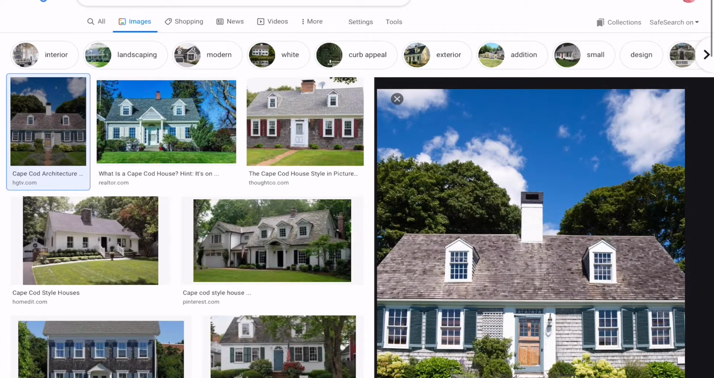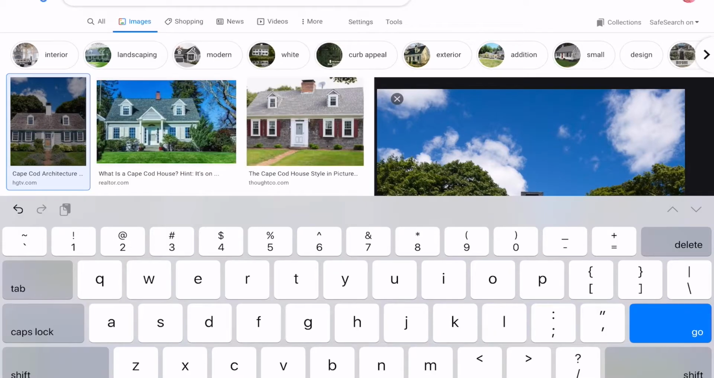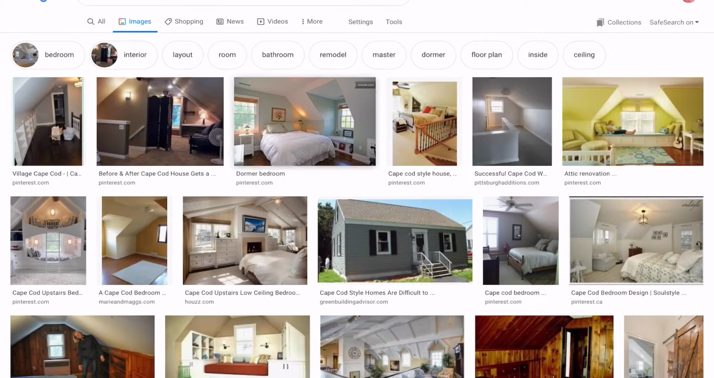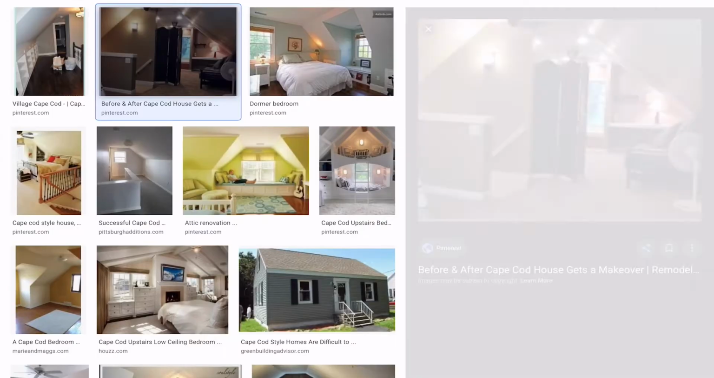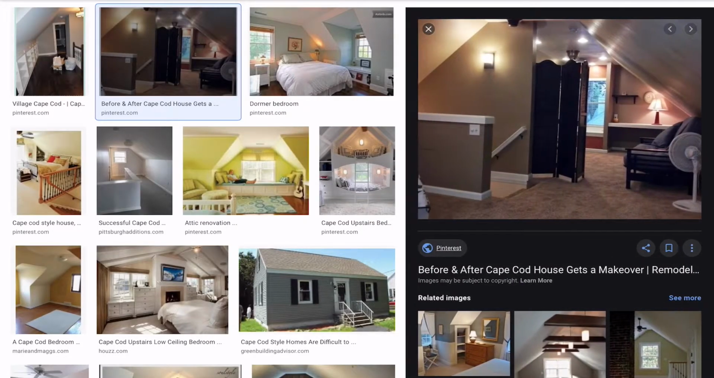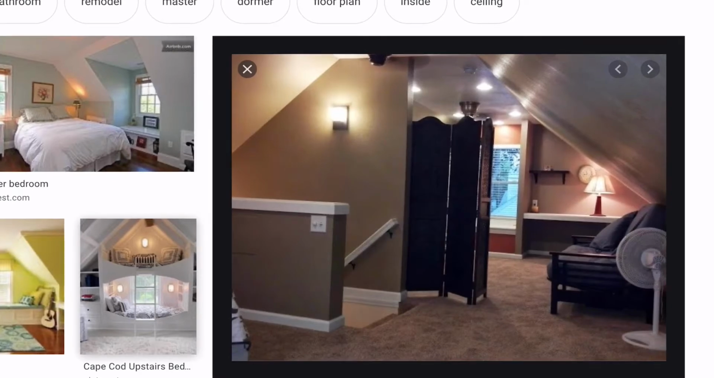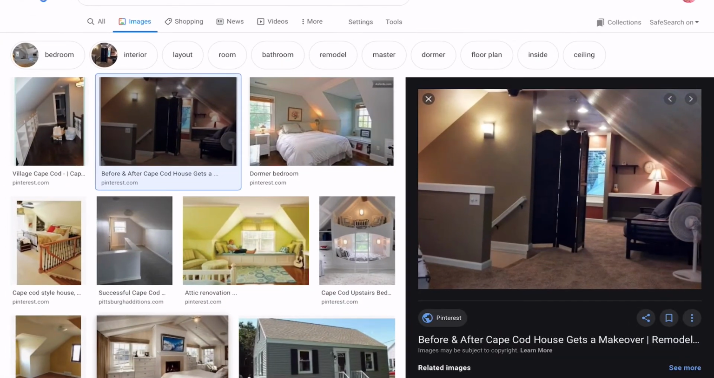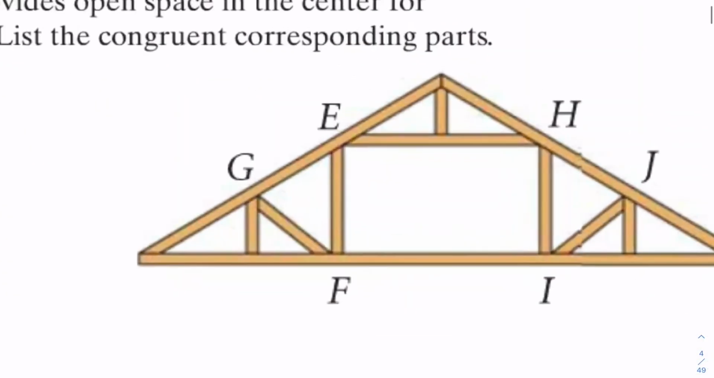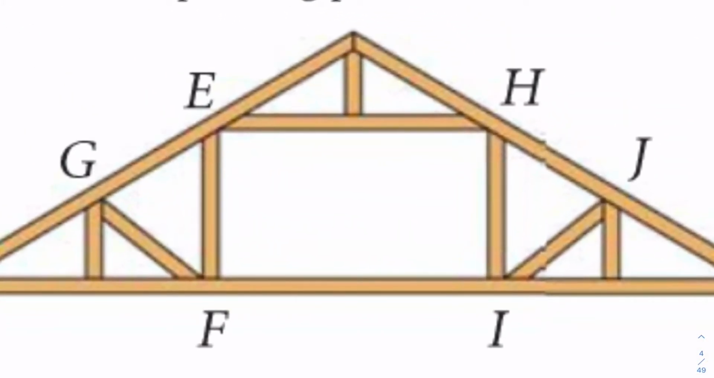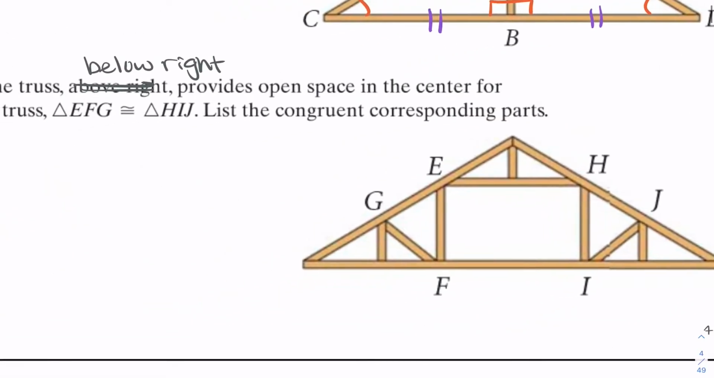So Cape style house upstairs. Let's see if it shows pictures upstairs of it like a cape. So you have these open spaces. Here's a great one. So there you see your open space where the attic is open. So this is kind of like what we're looking at when we look at truss. So this truss has allowed there to be open space in the attic, maybe for standing storage, or even having a room up in the attic space.